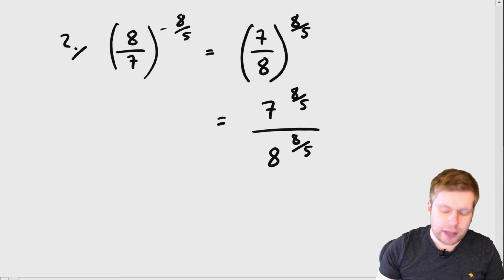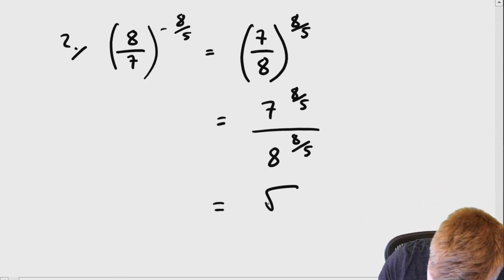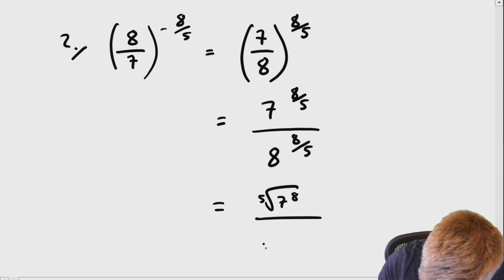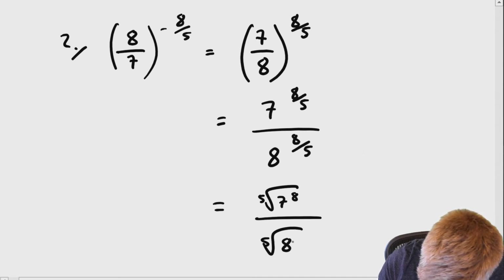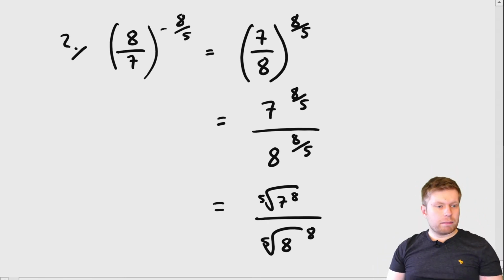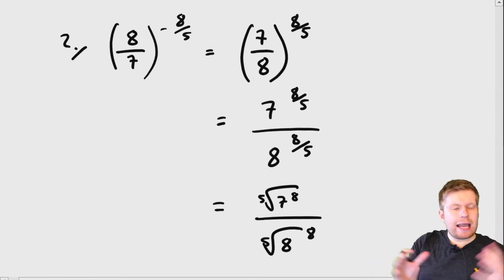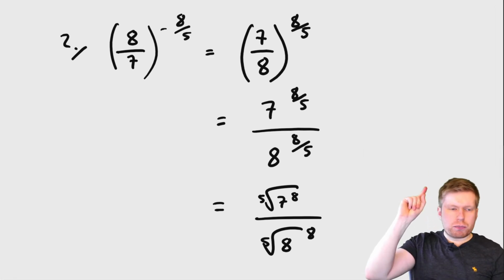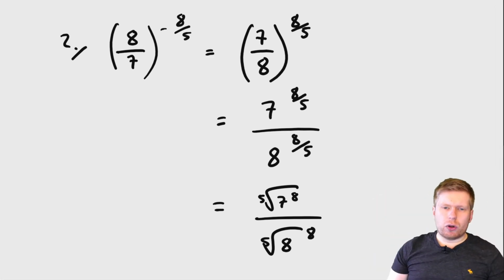Now, what does a power of 8/5 mean? Well, it just simply means the 5th root of that number raised to the power of 8. So the 5th root of that, raised to the power of 8. And that'll be fine. So no matter how complicated it gets, no matter how complicated it looks, just break the laws down in your head and then follow it through logically.